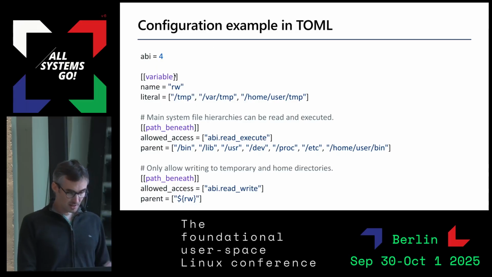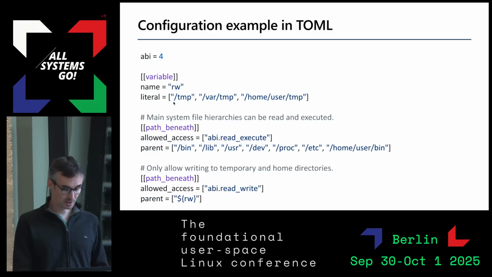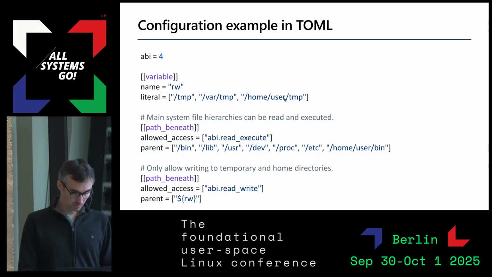So in this case, I define a variable named LW, which can extend to a few paths in this example, and it is used here for the parent hierarchy. So in this case, you want to be able to read and write files which are beneath /tmp or /var/tmp or /home/user/tmp. And you want to be able to read and execute files which are under common system directories.